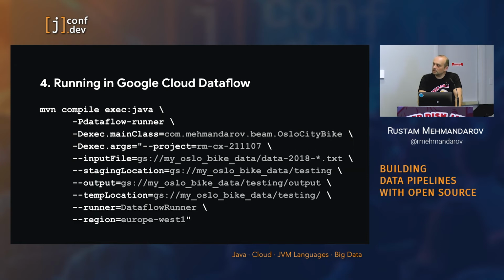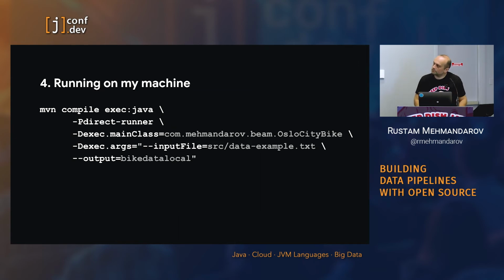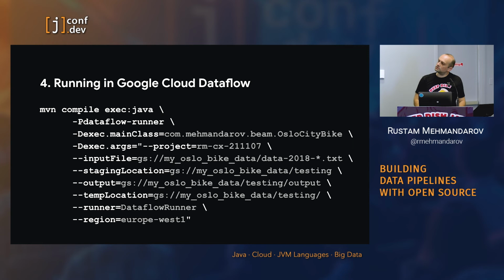So this is my machine. This is Google Cloud. You can see that there's a few things that are changing. The first thing that changes is that from Direct Runner, it changes to Dataflow Runner. Dataflow is the managed version of Apache Beam running on the cloud. They're managing it for me. I don't have to think about it. I just provide them a model, they run it.